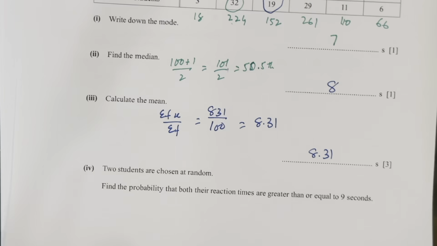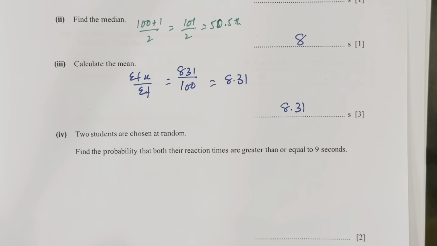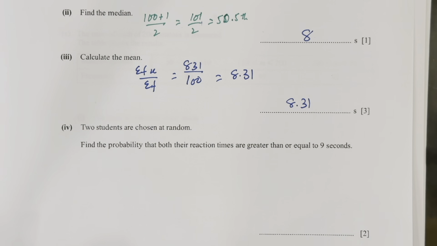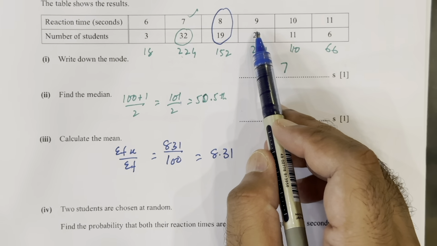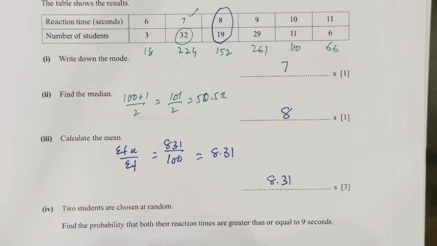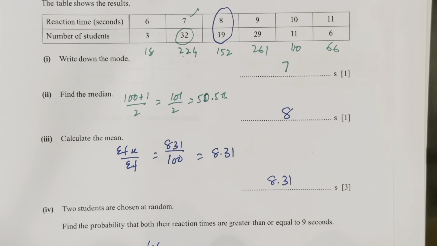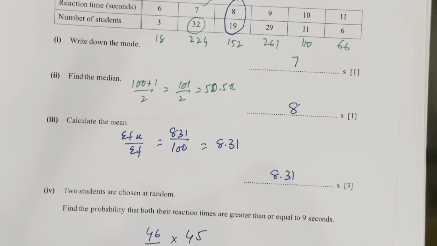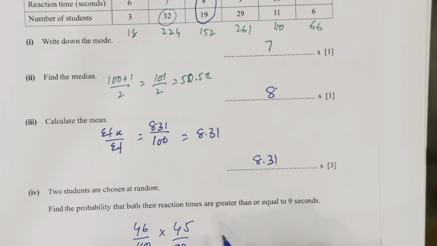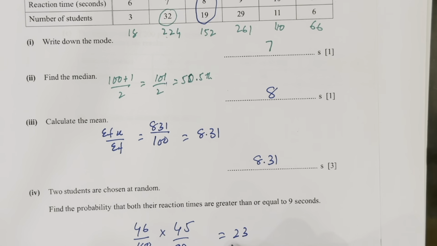2 students are chosen at random. Find the probability that both reaction times are greater than or equal to 9 seconds. So equal to 9 seconds or greater than 9. It means up till this we have the value of 46 by 100. And after choosing 1 from here, it would be 45 by 99. After calculating it, we get the value that is equal to 23 by 110.